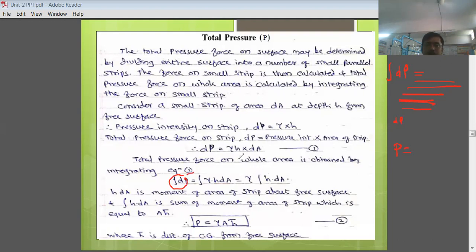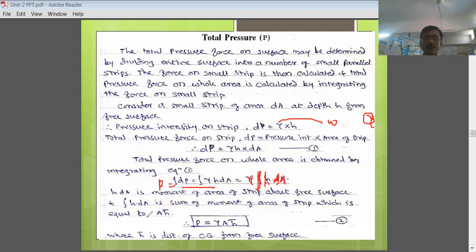Then on the RHS, integration of gamma h dA. This is the part that remains here. You can see this equation written here. This gamma is nothing but the weight density of the liquid, and it doesn't vary. As it is a constant, it can be taken outside the integration sign. So I will take gamma outside the integration sign, and here I will get the equation dP or capital P is equal to gamma into integration of h into dA.